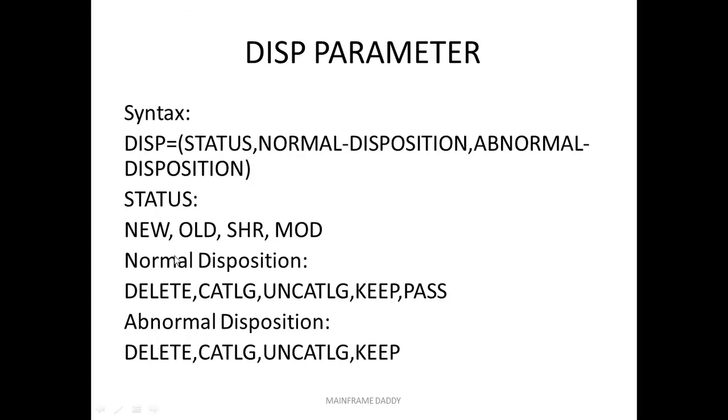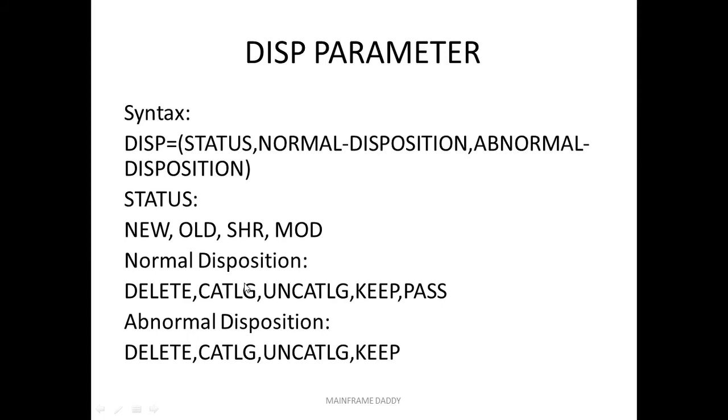And disposition, normal disposition and abnormal disposition. So what is to be done upon the normal execution of a job? When the job is running and completing fine, what we have to do with the data set is called normal disposition. And when the job terminates abnormally, what we have to do with the data set that we have used in our JCL.